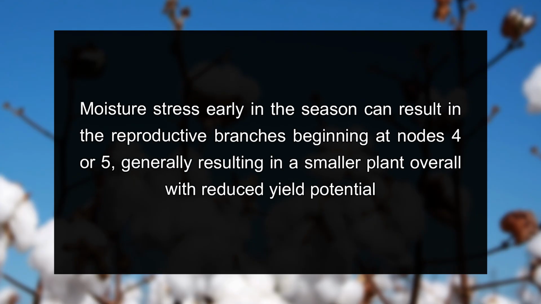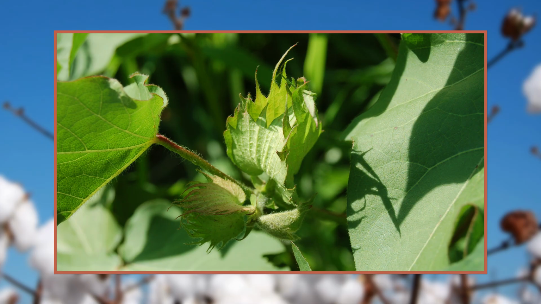On the other hand, moisture stress early in the season can result in reproductive branches beginning at nodes 4 or 5, generally resulting in a smaller plant overall with reduced yield potential. The first part of the reproductive branch to become visible as the branch develops from the axillary bud is the floral bud, which forms the square.